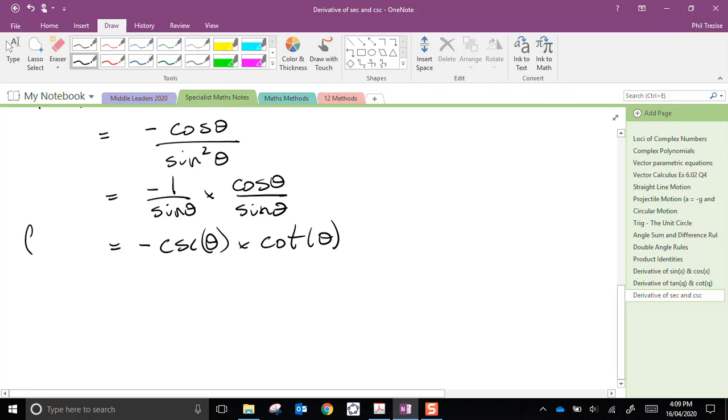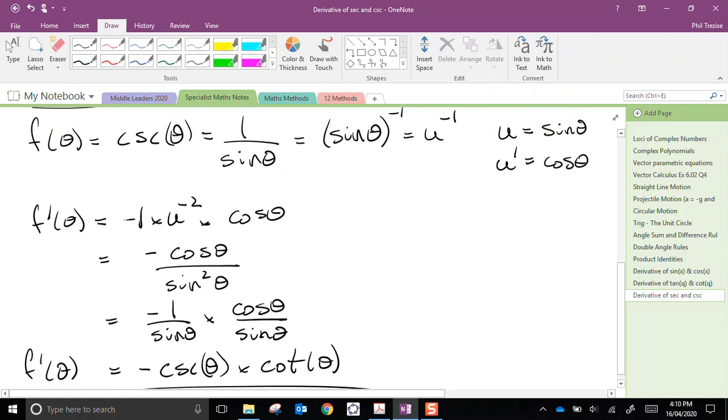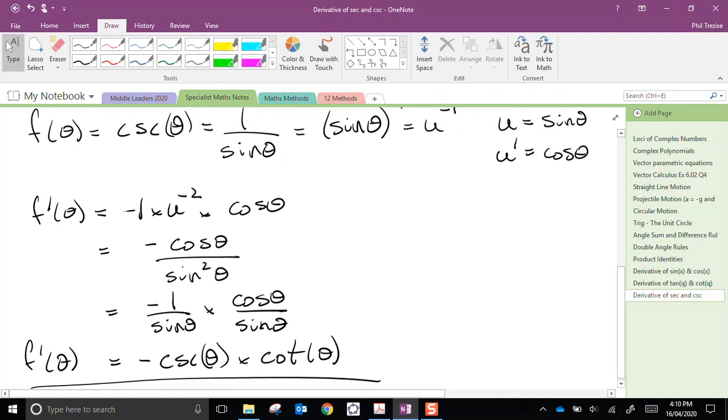and that is the derivative when we started with a function of cosec. The derivative of cosec is negative cosec multiplied by cot. So that's another fairly short little video there for us to complete our series on the derivative of the trig functions.